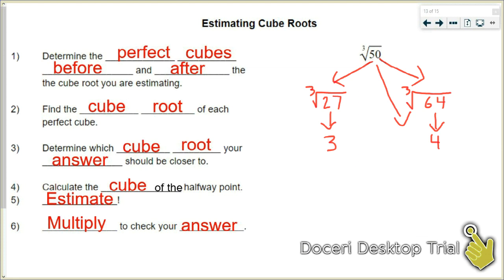Step 4 is calculate the cube of the halfway point. So right between 3 and 4, well, we know this is going to be 3.5. So we have that there. And now we need to find out what 3.5 cubed really is to give us another point to use when we make our estimation.